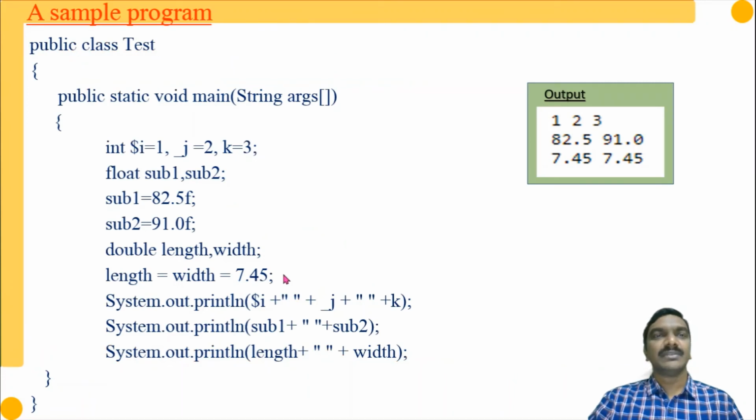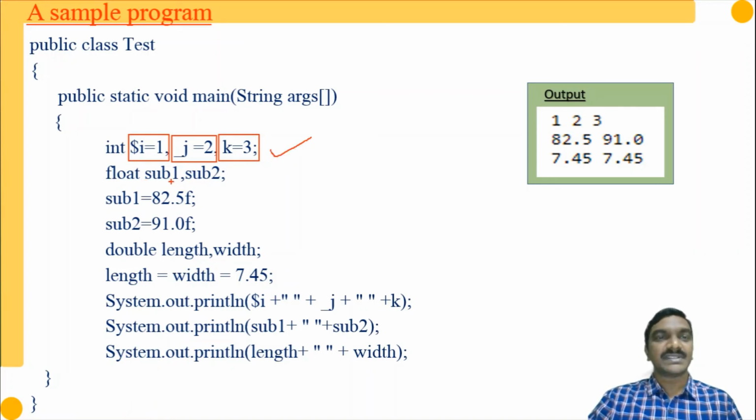And finally, we'll be looking at this program. Here, just check it out. I declared how many variables? Three variables I declared. So here it is the first variable, here it is the second variable and the third variable. $i, is it a valid one? Yes, dollar symbol is valid. _j, is it a valid one? Yes, k = 3. So all are valid statements.